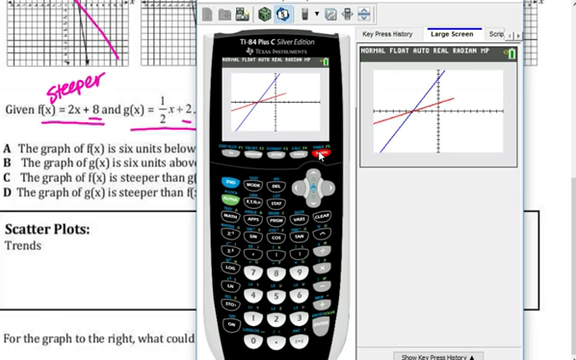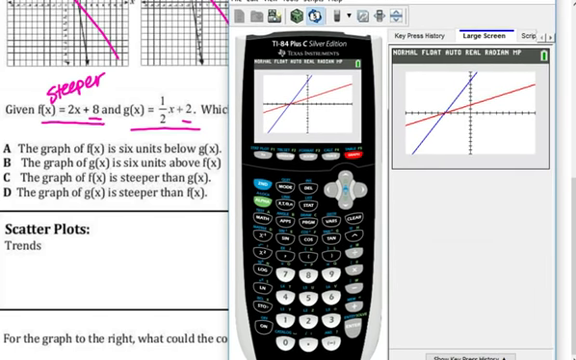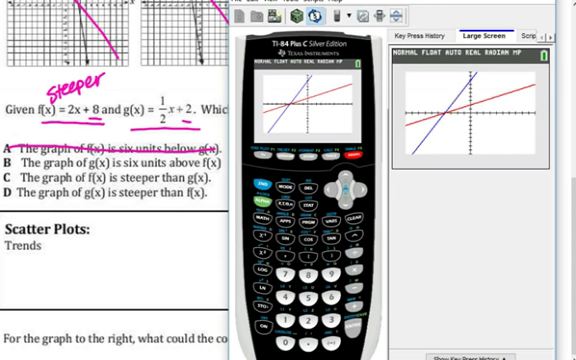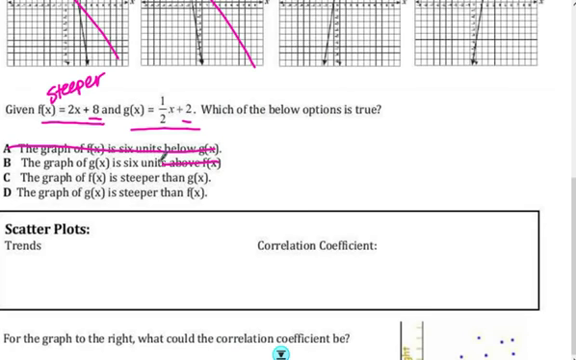So let's talk about these two things and look at our answer choices. So the graph of f of x is below g of x. Alright, that's talking about our y-axis, so no. Here's f of x, here's g of x. F of x is clearly above g of x. So he's gone. And looking back, now the graph of g of x is 6 units above f of x. So that's actually saying the same thing, right? It's saying that g of x is 6 above f of x, which is not correct again.